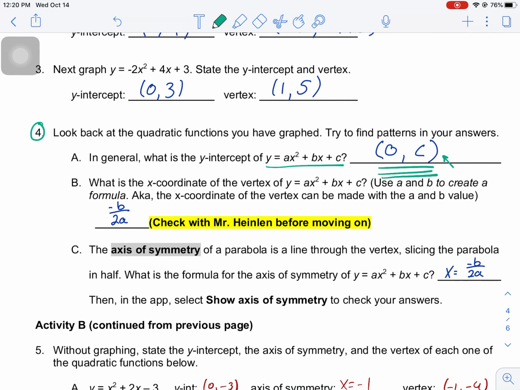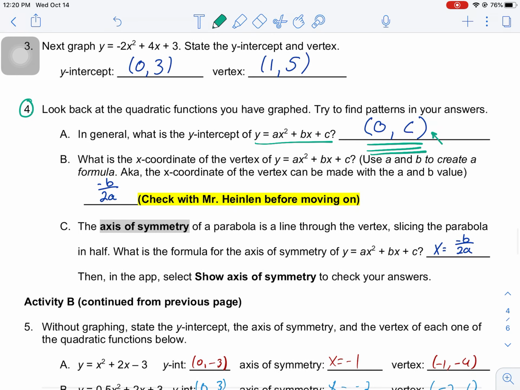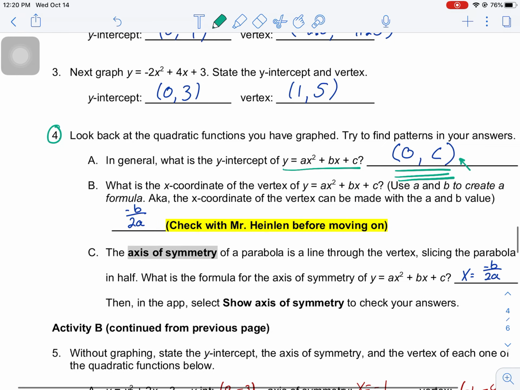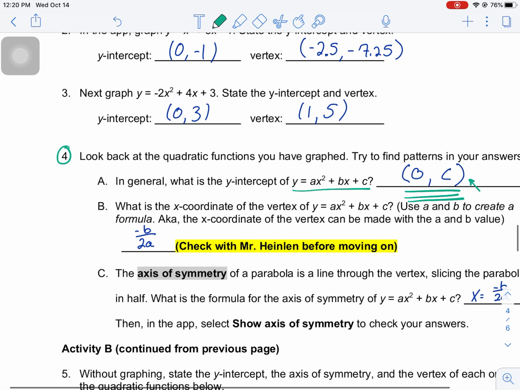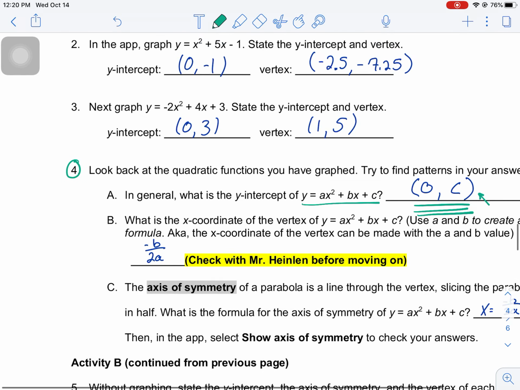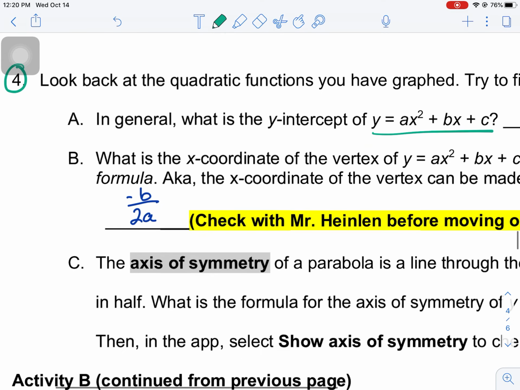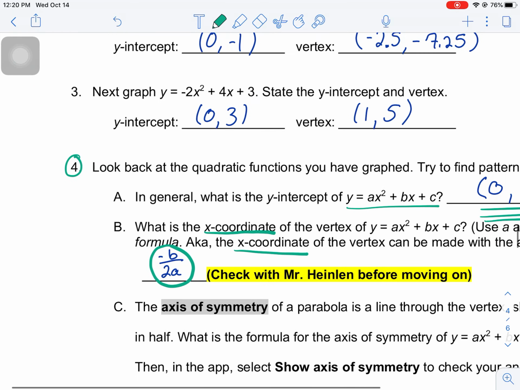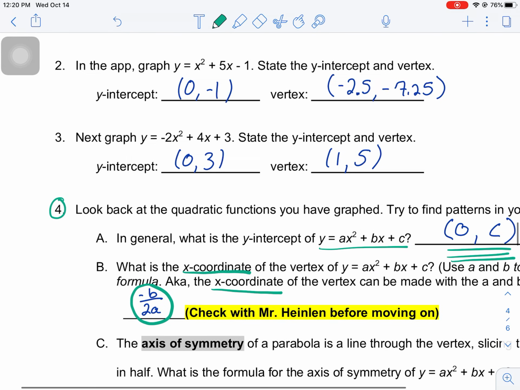For letter B here, it says, what is the x-coordinate of the vertex? This was probably a little bit harder to figure out just based off of going from numbers 2 and 3. But the formula to find the x value of the vertex, specifically the x-coordinate, it's not anything else, you would do negative b divided by 2 times a. So let's take a look at 2 and 3 and see how that works.